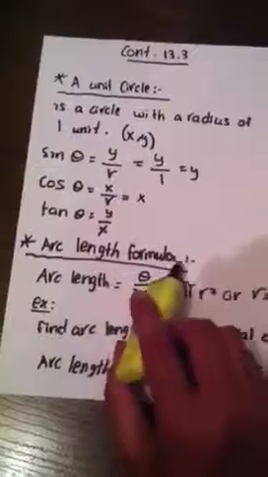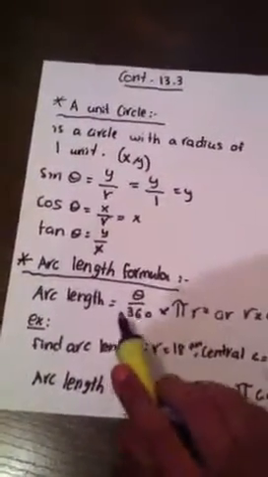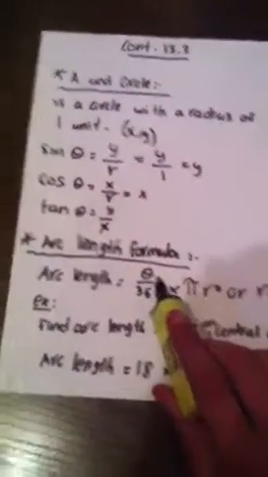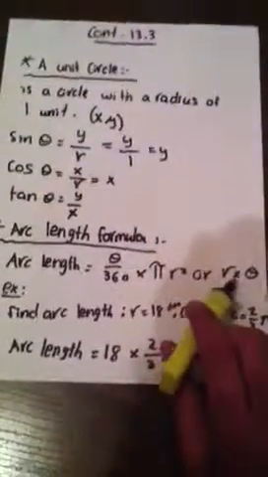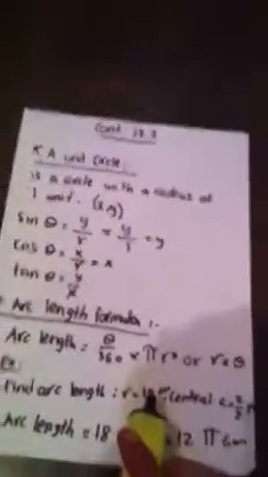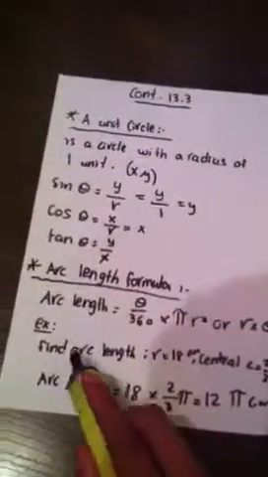The second part is the arc length formula. There are two rules to find the arc length. The rule that we took in the previous quarter, which is theta over 360 times pi r squared, or the new rule which we'll be using now, which is r times theta. Either rule will give the same answer, but we have to look at the givens to know which is better for the question.